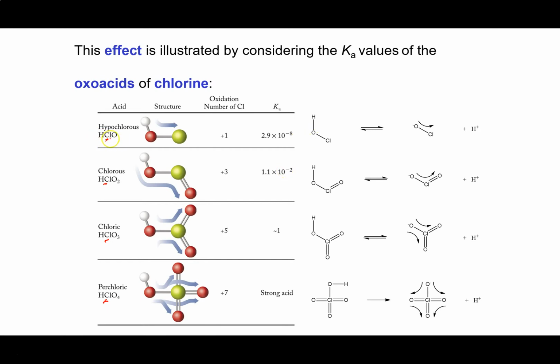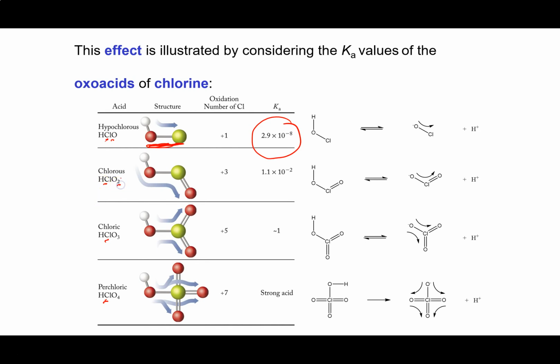So HClO, we only have one oxygen atom. And so when this ionizes, you can only disperse that negative charge over 2 atoms, right? And so Ka is really, really small.